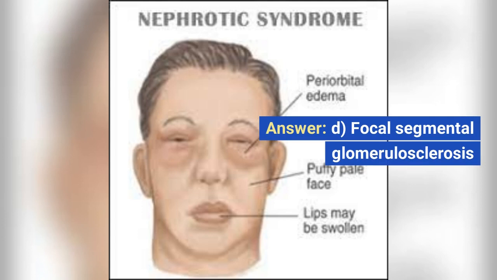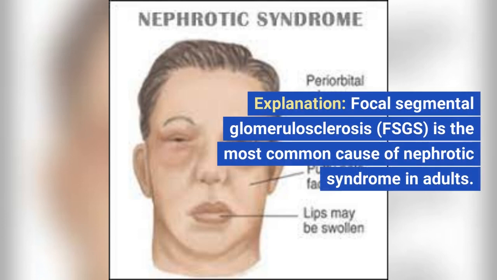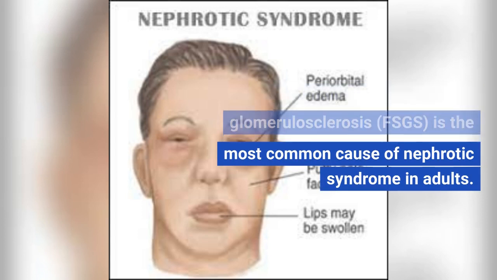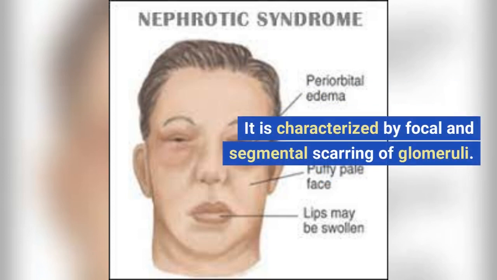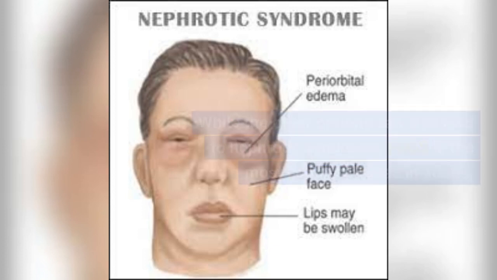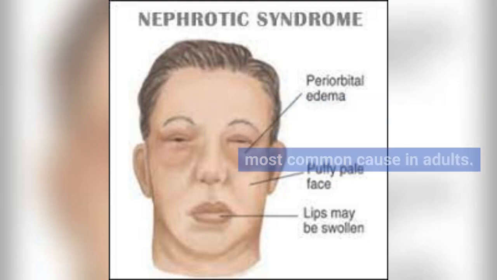Answer: D. Focal segmental glomerulosclerosis. Explanation: focal segmental glomerulosclerosis, FSGS, is the most common cause of nephrotic syndrome in adults. It is characterized by focal and segmental scarring of glomeruli. While the other options can also lead to nephrotic syndrome, FSGS is the most common cause in adults.